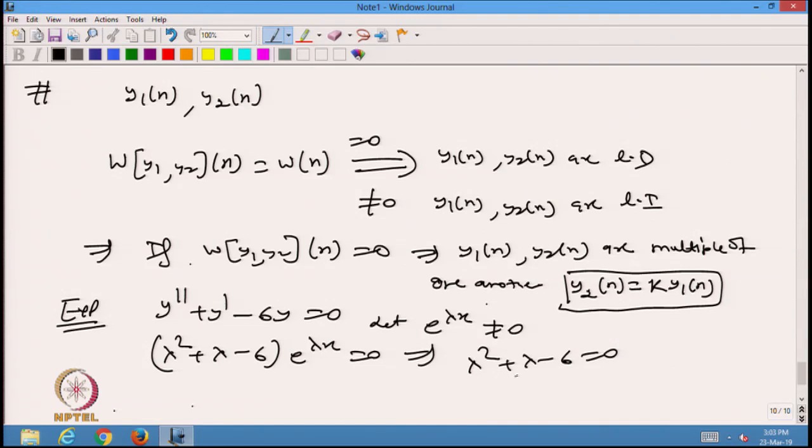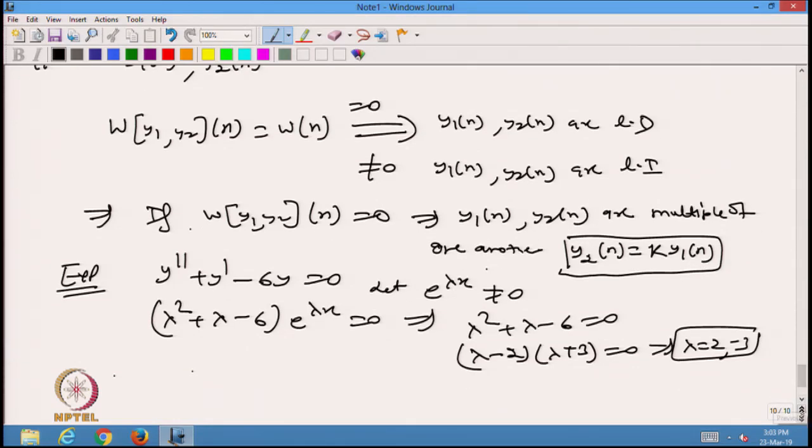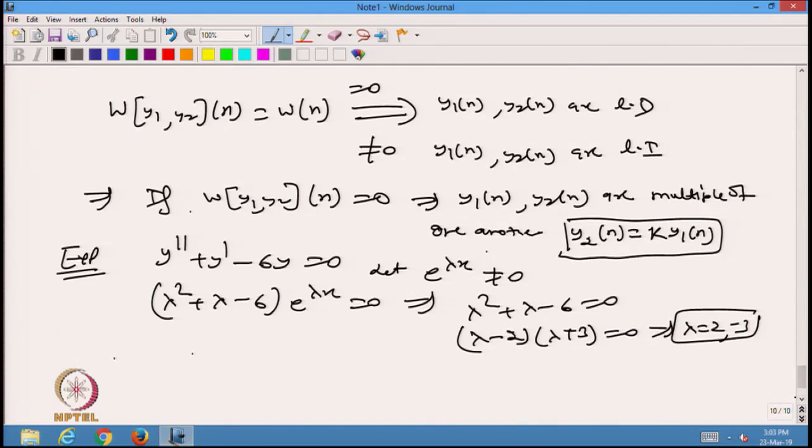If I find the roots of this equation, I will get lambda minus 2 times lambda plus 3 equal to 0. So, from here I can find the values of lambda: 2 and minus 3. So, the roots are real and distinct. From here I will get the solutions y1(x) equal to e raised to power 2x, and y2(x) equal to e raised to power minus 3x.